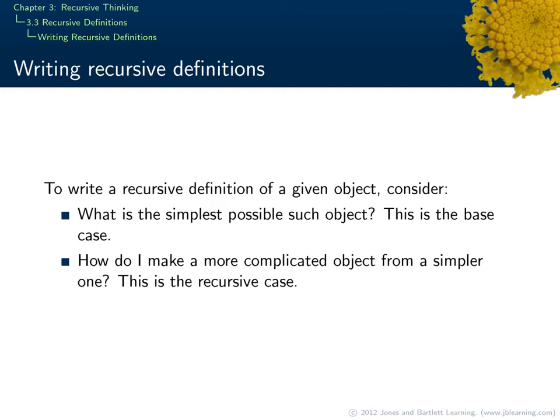So how does one write recursive definitions? Generally speaking, what you do is use the base case to describe the simplest possible objects in the set, or whatever it is you're trying to define. And then the recursion or recursions are used to describe the more complicated objects in terms of the simpler ones.